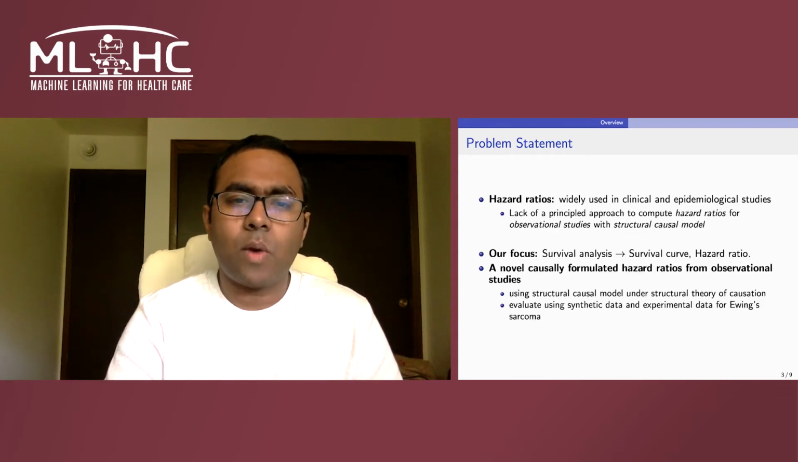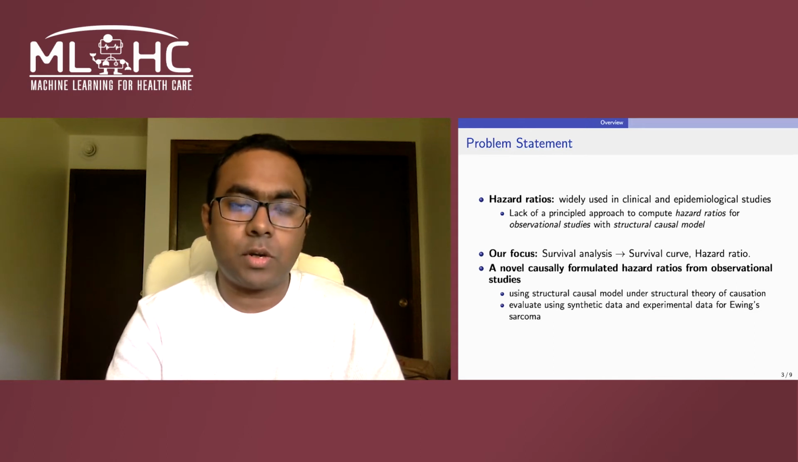While hazard ratios are widely used in clinical and epidemiological studies for RCTs, a principled approach does not exist to compute hazard ratios for observational studies with structural causal model. In this work, we focus on two of the metrics of survival analysis, survival curve and hazard ratio. We propose a novel approach to compute hazard ratios from observational studies using backdoor adjustment in structural causal model, or SCM in short, under structural theory of causation. We finally evaluate the proposed approach using synthetic data and experimental data for Ewing sarcoma.